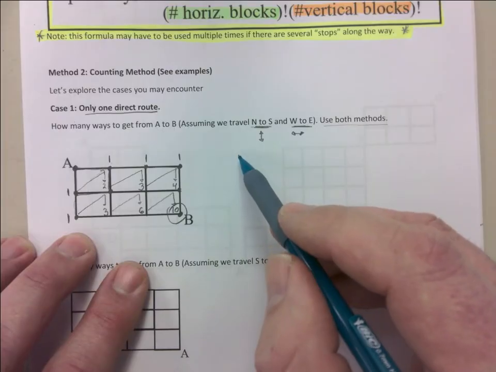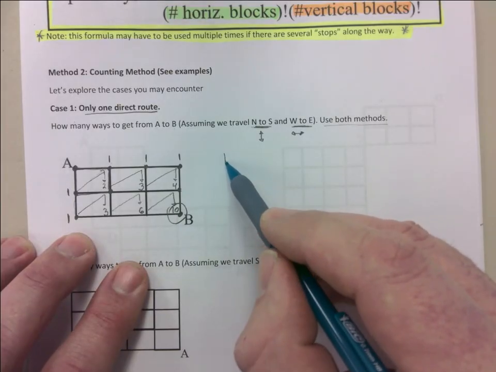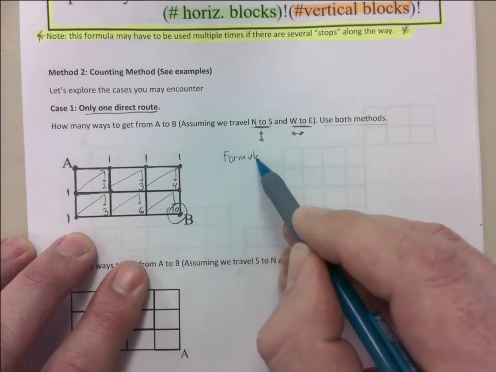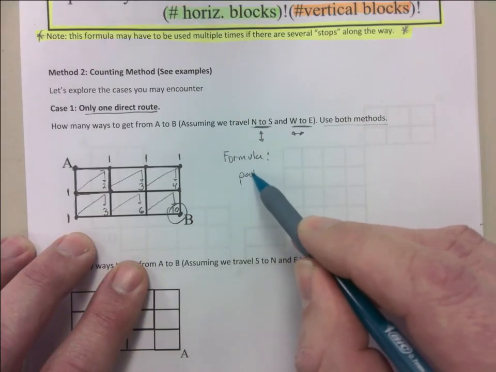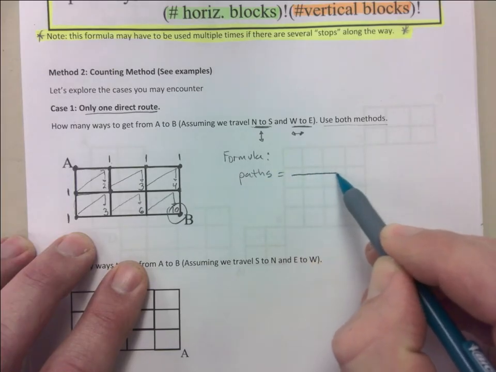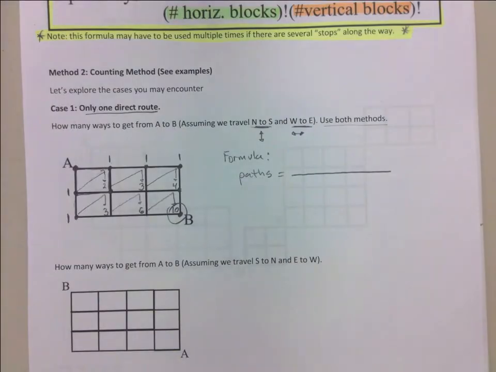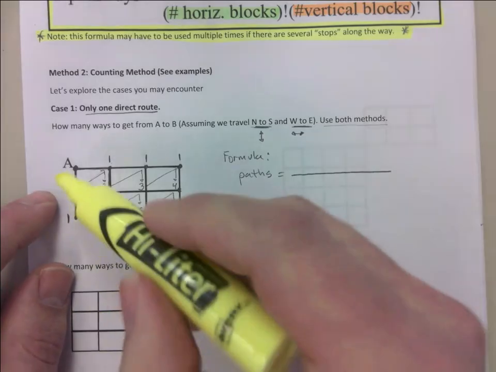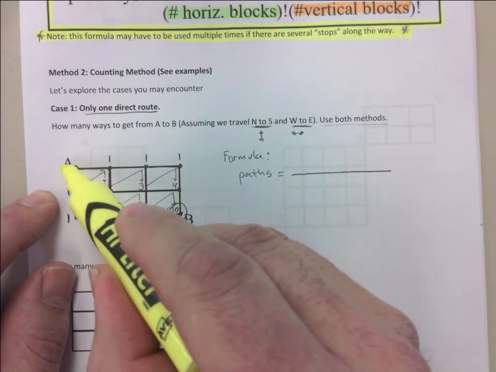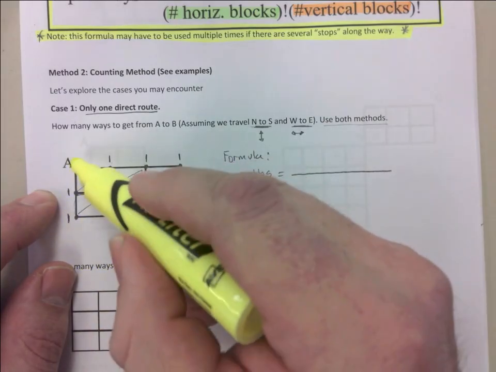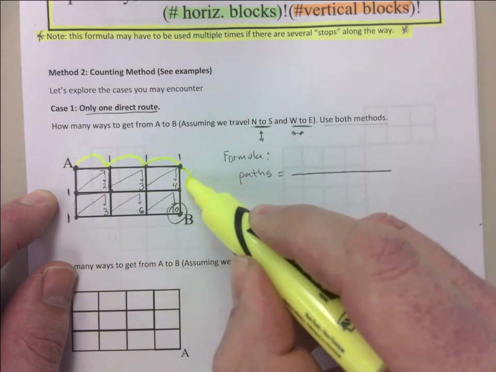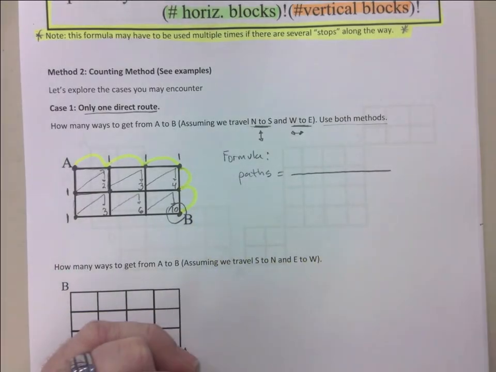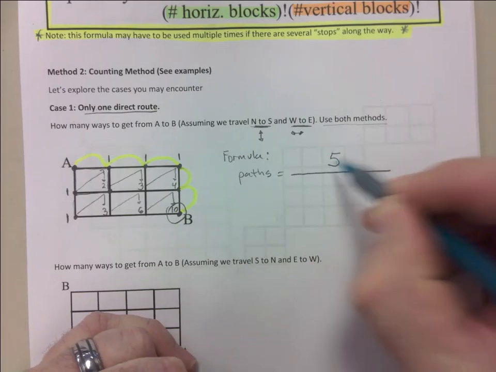Okay, so formula. Using the formula, okay, I'm going to go pathways. I kind of lied to you that I'm going to use 3 colors, not just 2. It doesn't matter if you're going to go this way and then down, or if you're going to go down and then over sideways, but you just count the total number of steps you're going to take. 1, 2, 3, 4, 5. You travel in total 5 blocks.